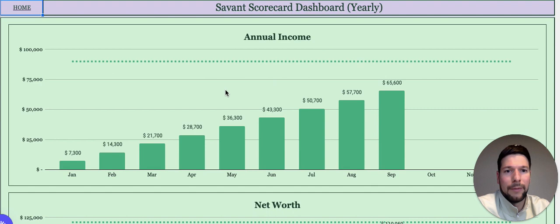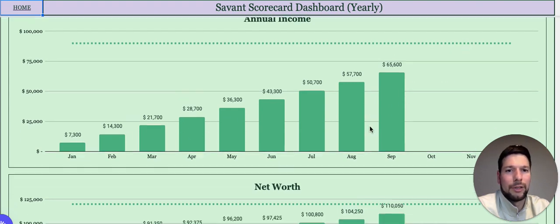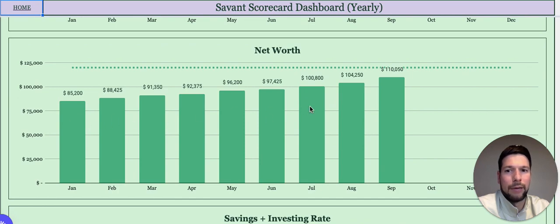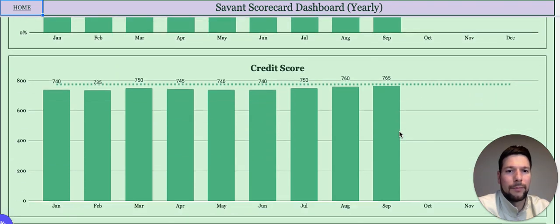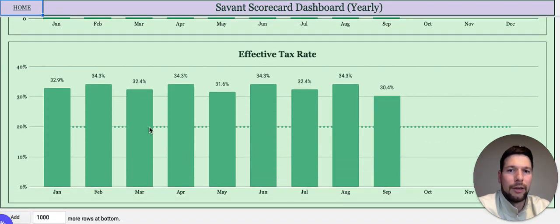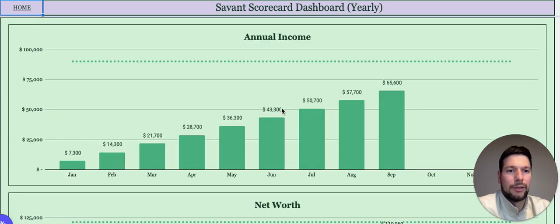So this is where I can see whether or not, first, annual income, so running total annual income throughout the year against my income goal. Do I look like I'm on track? Do I need to maybe pick up a second job, start a side gig, whatever it is, to try to meet my goal? So this helps you visualize your performance against your goal, your net worth throughout the year against your goal, your savings and investing rate, your credit score versus your target, and then your effective tax rate. So this is really those 5 metrics that I deem to be 5 of the most important metrics to understand your financial picture and your goals against those. So that's a powerful tool as well.